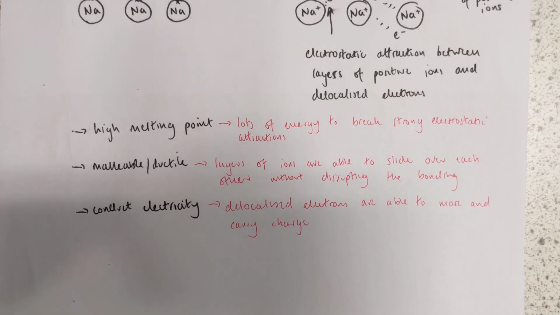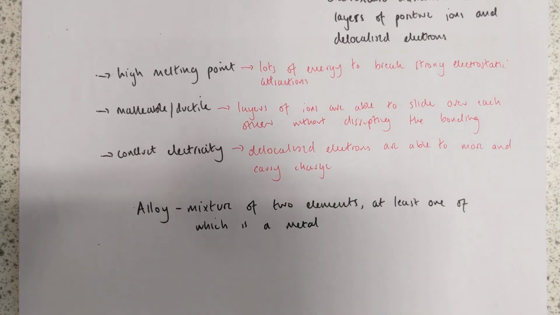The last little thing about metals we need to know is a little definition of a way we can mix metals together to make slightly better metals. That's known as making alloys. So the definition you have to learn off is this. An alloy is a mixture of two elements, at least one of which is a metal. Now in most cases that will be a mixture of two metals, but sometimes you can mix a metal and a non-metal together to make a slightly different property alloy.